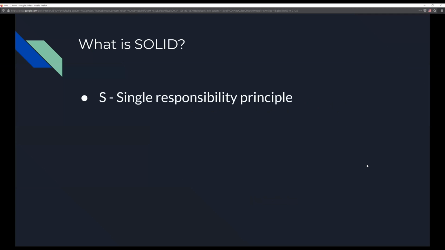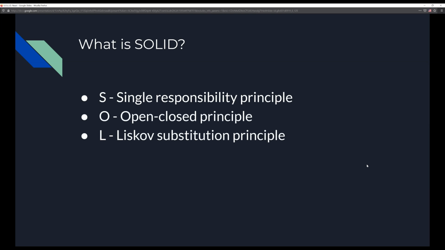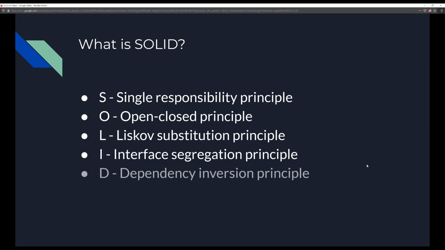It stands for: S is the single responsibility principle. O is the open-closed principle. L is the Liskov substitution principle, which is obviously something everybody just knows. I is the interface segregation principle. And D is the dependency inversion principle. This is kind of an outline for when you're writing code and thinking about what your code should look and feel like. These principles will play a hand in how you go about doing that.